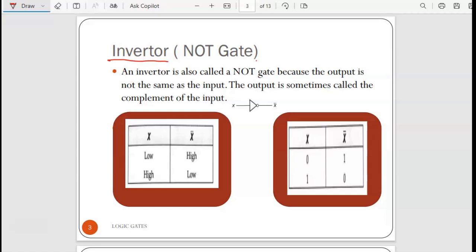An inverter is also called a NOT gate because the output is not the same as the input. Obviously, the name itself is giving you everything, right? The name is inverter. This is going to invert the value, or give you the opposite of the value. The output is sometimes called the complement of the input. Complement means the reverse of it.